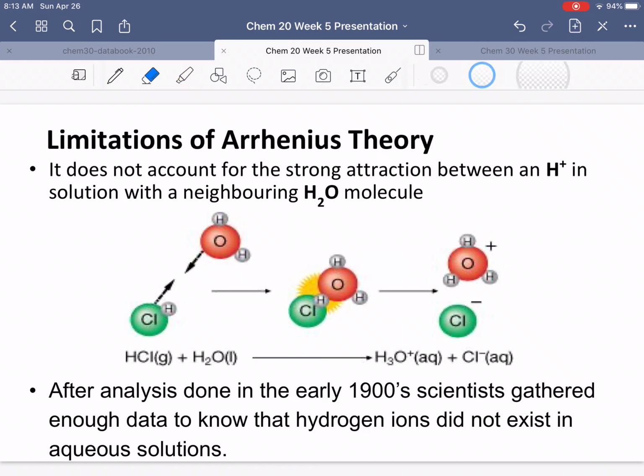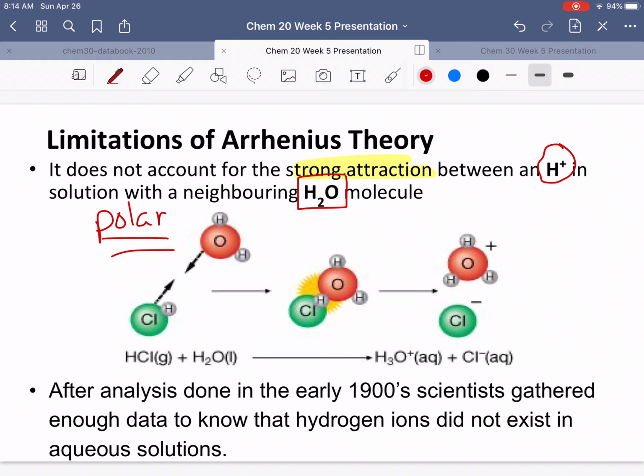In this particular situation, let's consider one of the things that Arrhenius left out with the original theory. It doesn't account at all for the super strong attraction between that H plus ion in the solution, like hydrogen chloride gas that's been dissolved in water, and a neighboring water molecule. If you think back to our very first unit, water is a very, very polar molecule. In fact, it is so polar that it participates in its very own type of intermolecular force, hydrogen bonding. That's a big deal. It's so important that it basically gets its own category.